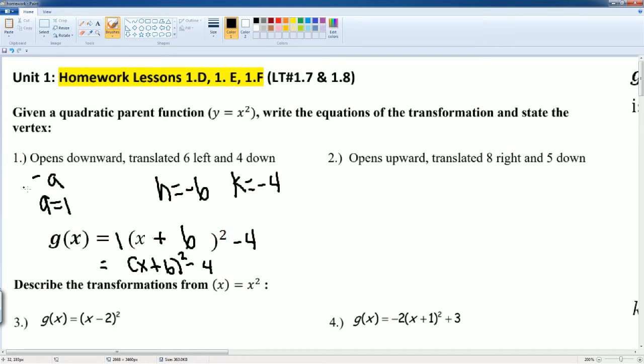Oh, there's a negative. That should be a negative 1. Because remember, it opens downwards. So it should be negative parentheses x plus 6 squared minus 4.